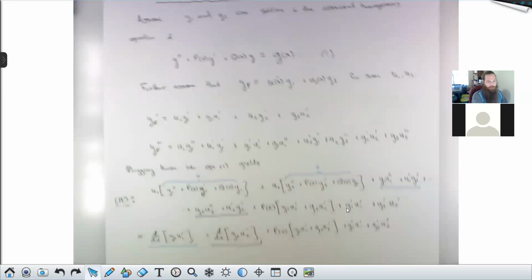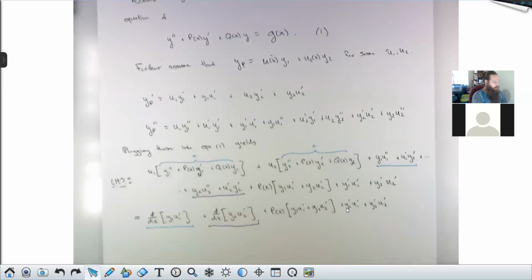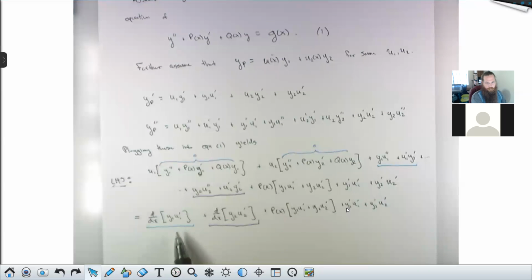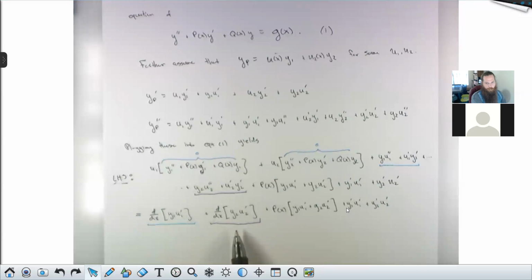Okay. So this line right here has everything. The first two big terms were 0. The teal underlined term is this teal underlined term here. The purple underlined term is this purple underlined term here. And then these guys I just bring down.